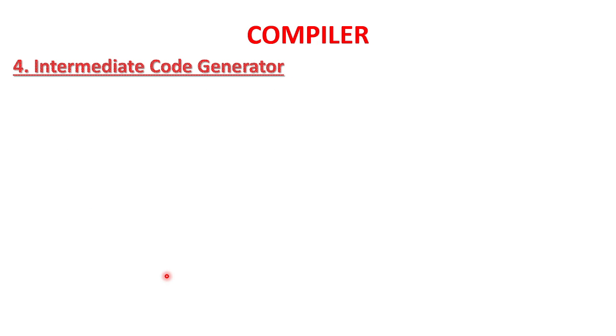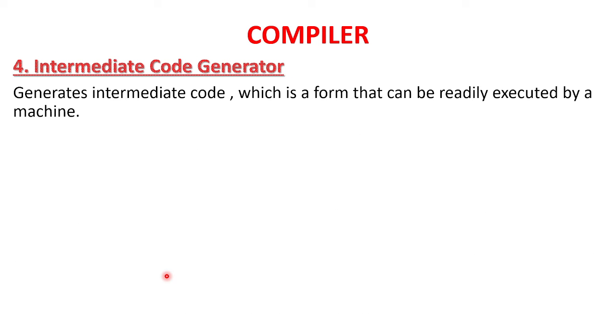Now the next phase is intermediate code generation. It generates the intermediate code, which is of a form that can be readily executed by the machine. Why do we need to generate intermediate code? So that your code will be executed easily in the machine.